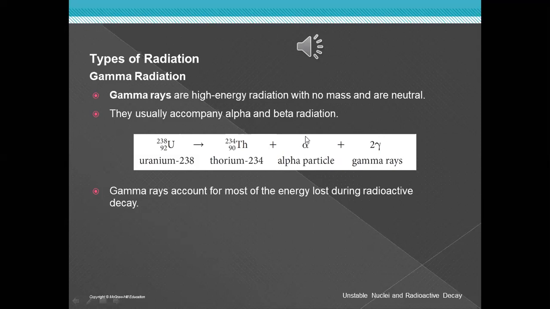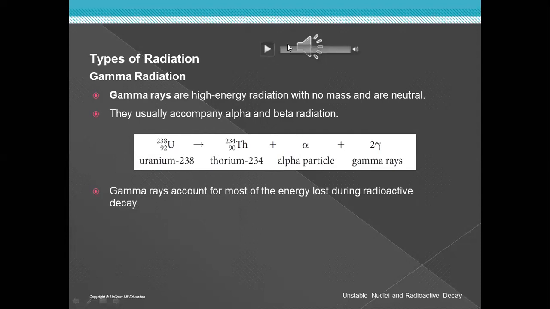Why alpha particles? Because an alpha particle is a helium atom, and we said before that helium has atomic number 2 and mass number 4. So 92 minus 90 equals 2, the difference in atomic number, while 238 minus 234 equals 4, the difference in mass number. So it must be alpha, because the symbol of alpha is He 2-4, plus gamma rays.